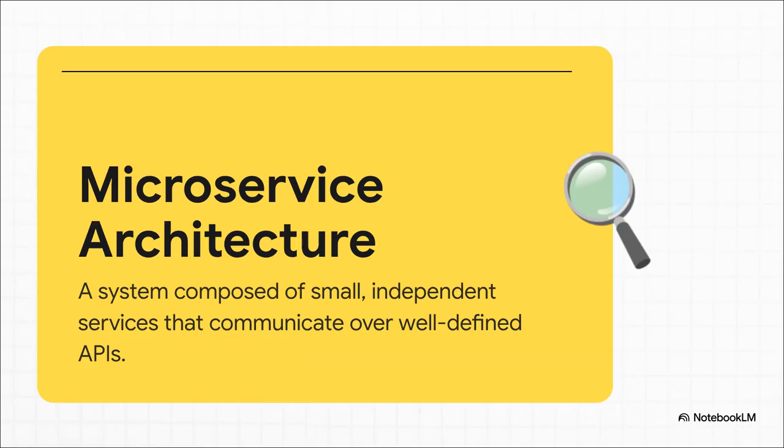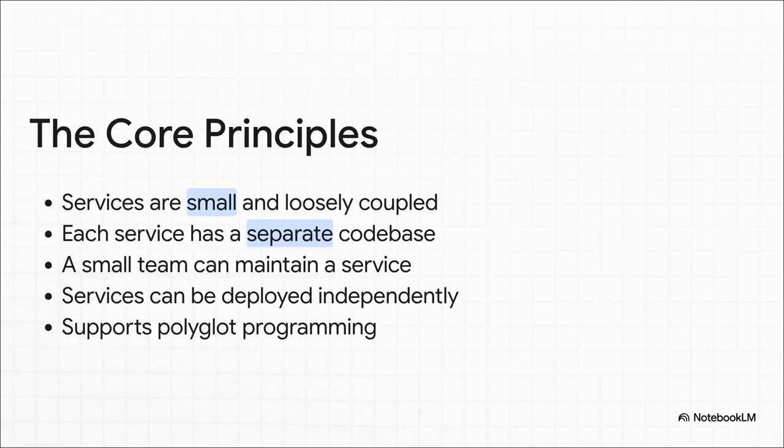All right, so the fancy official definition is that it's a design approach where you break one big system down into a bunch of small independent services. And the key here is how they talk to each other, not by messing with each other's code, but by communicating through well-defined APIs. Think of it like they all have official phone numbers and mailboxes. It's organized and clean. So let's break down the principles that make this work.